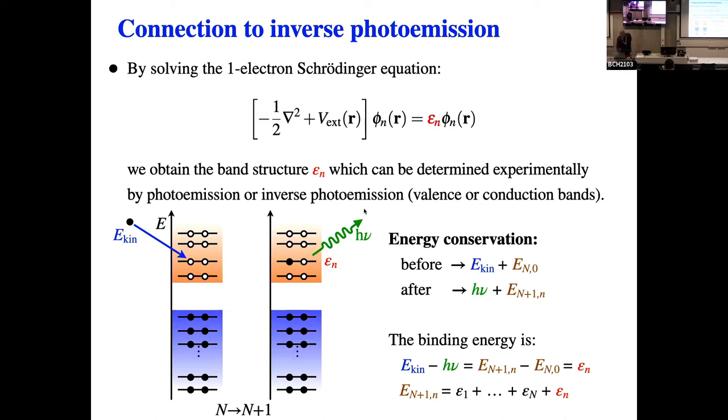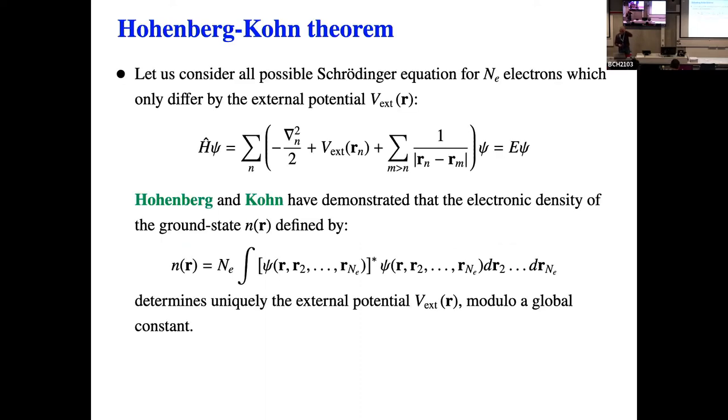Okay, so we finally arrive to the methods that we like, which is density functional theory. The idea of density functional theory is based on a number of theorems. There are two theorems, actually. First there's the Hohenberg and Kohn theorem.